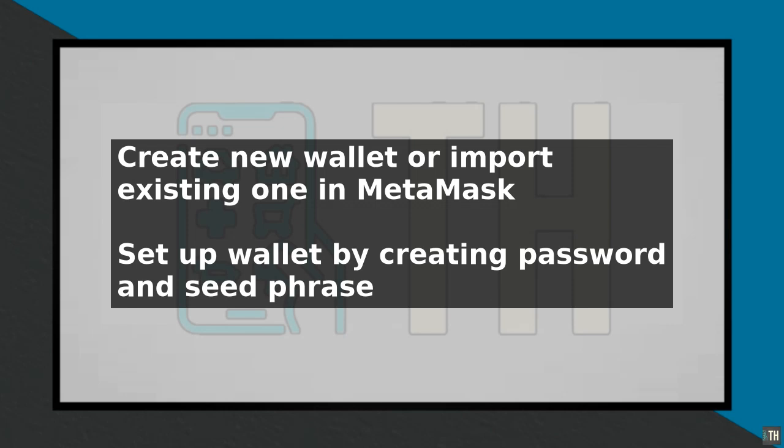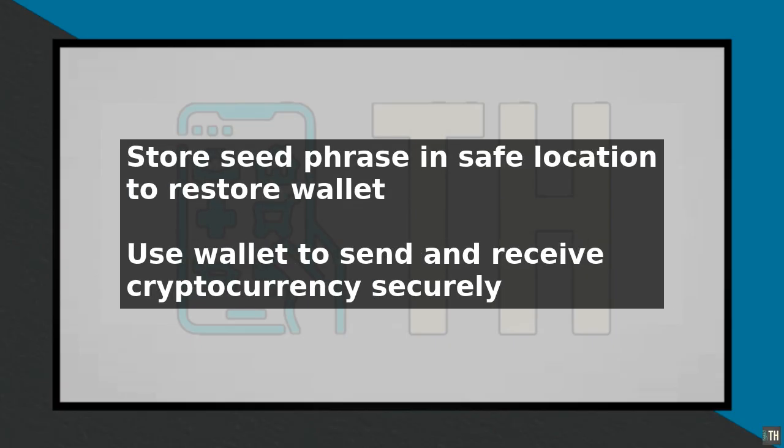Once you have set up your wallet, you can start using it to send and receive cryptocurrency. To do this, click on the Send or Receive button and follow the prompts to enter the recipient's address and the amount you want to send.